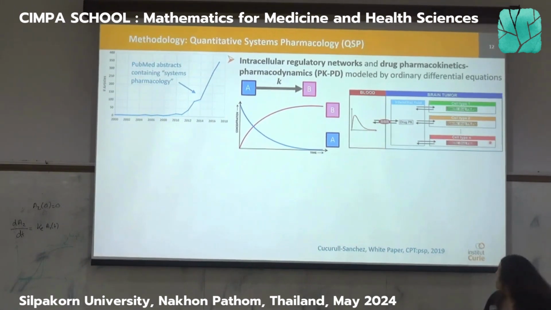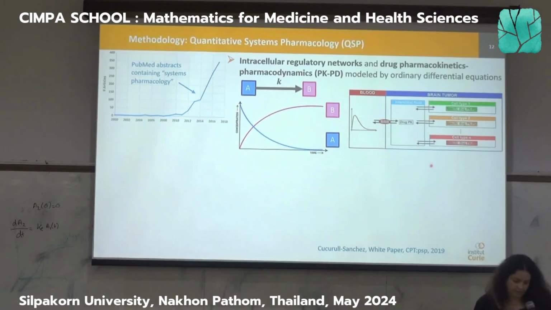blood here, and then you have several compartments for the brain tumors. You have the interstitial fluid where the cells are in, so the fluid that is outside of the cells. And then you have different types of cells. So it could be cancer cells, it could be cells from the microenvironment, like immune cells, for instance. And inside each box, you can have intracellular networks if you want. It all depends on what you want to do with the mathematical modeling, but that's the idea.